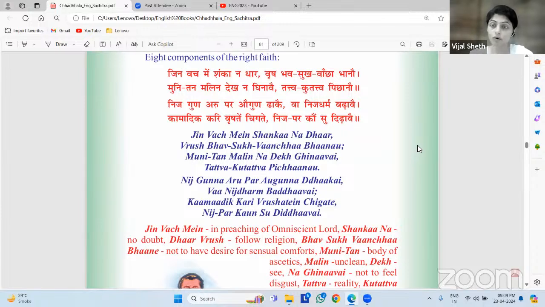और पर के अवगुण ढाके. Now others' faults, he is not going to publicly declare them, that this person has done so and so thing. Okay. Va nij dharma badhave. The third part in this upguhan ang is to increase in one's own spiritual qualities. So fifth one is upguhan ang.